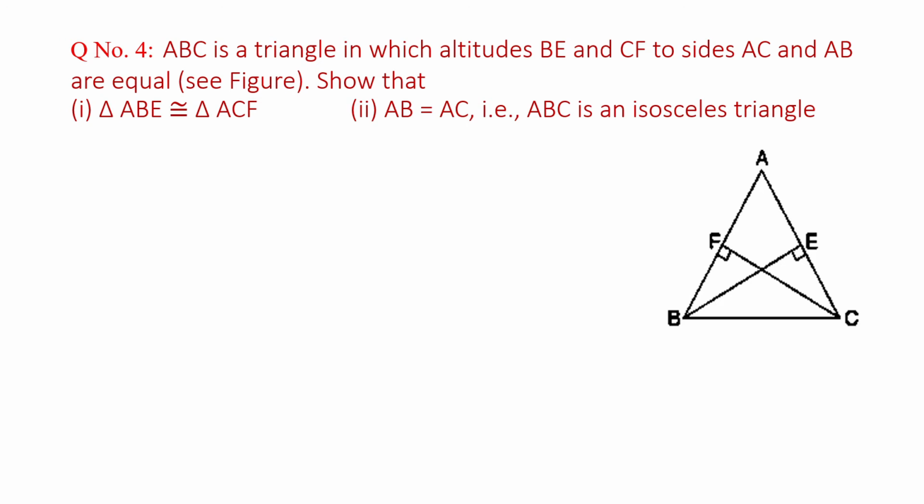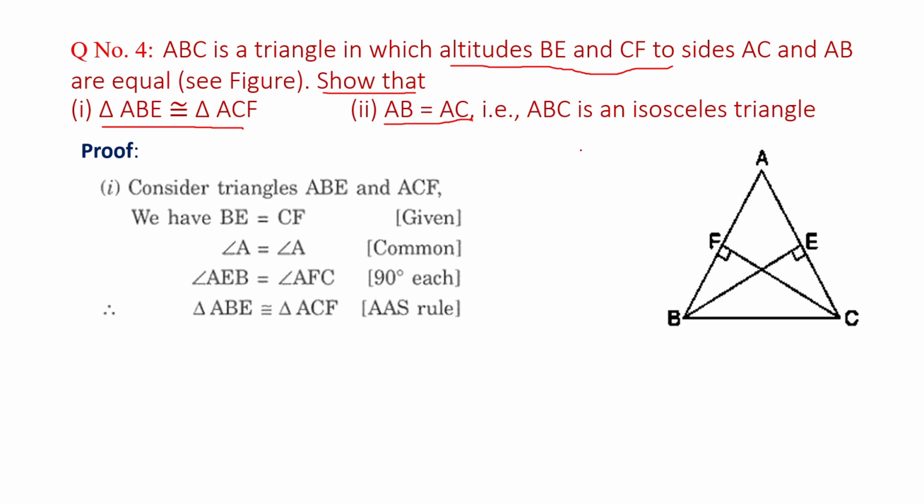ABC is a triangle in which altitudes BE and CF, on sides AC and AB, are equal. In this question, altitudes are equal. In this triangle ABC, altitudes BE and CF are equal. And we have to prove what? First part, triangle ABE is congruent to triangle ACF. And second part, AB is equal to AC, which we have to prove.